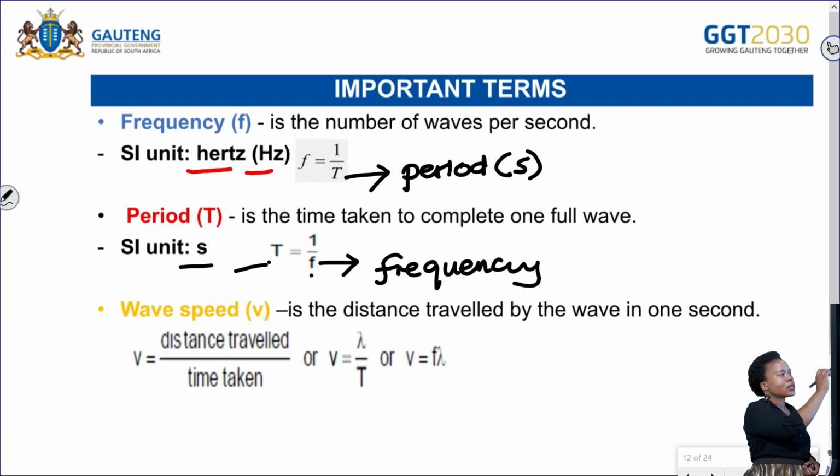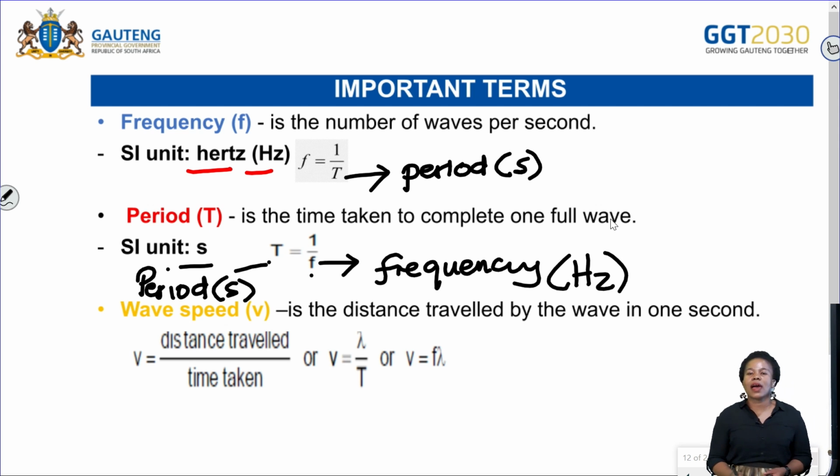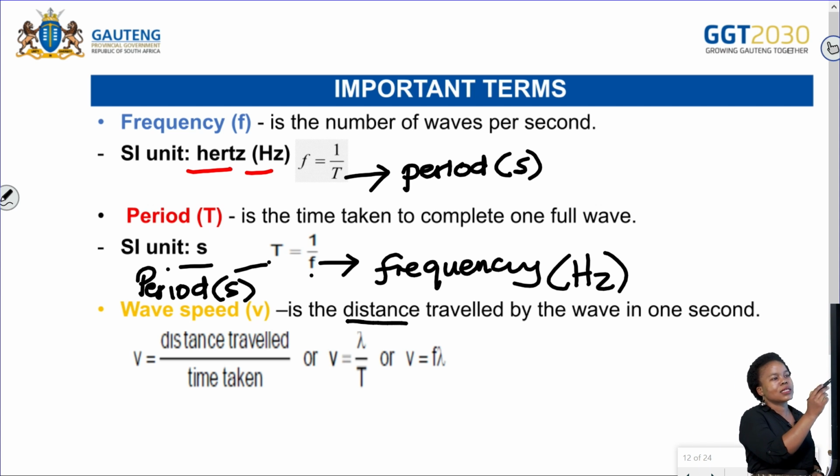Okay, this is period. Still has to be in seconds, and over here it has to be in hertz. Right, and then we have wave speed. It's a speed. What is your wave speed? It is the distance traveled by the wave in 1 second. The definition itself gives the SI units away. It is the distance that is traveled by the wave in 1 second.